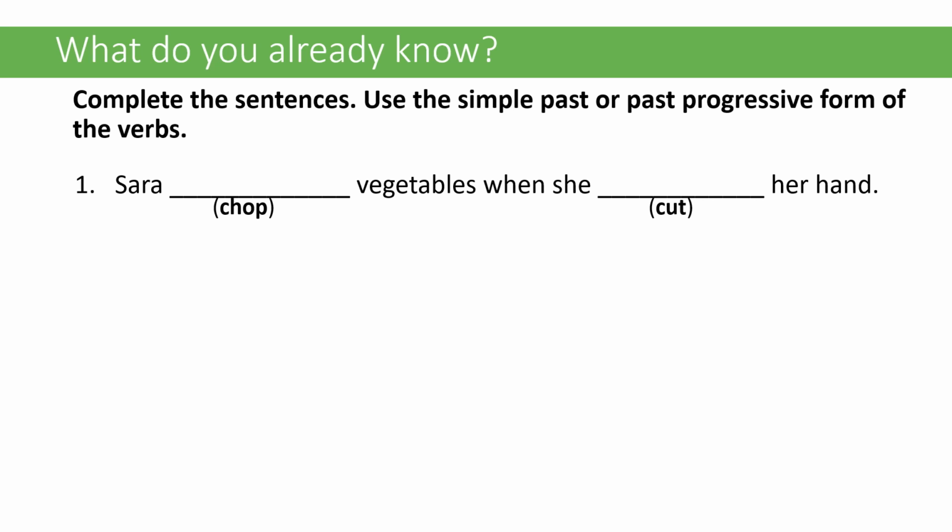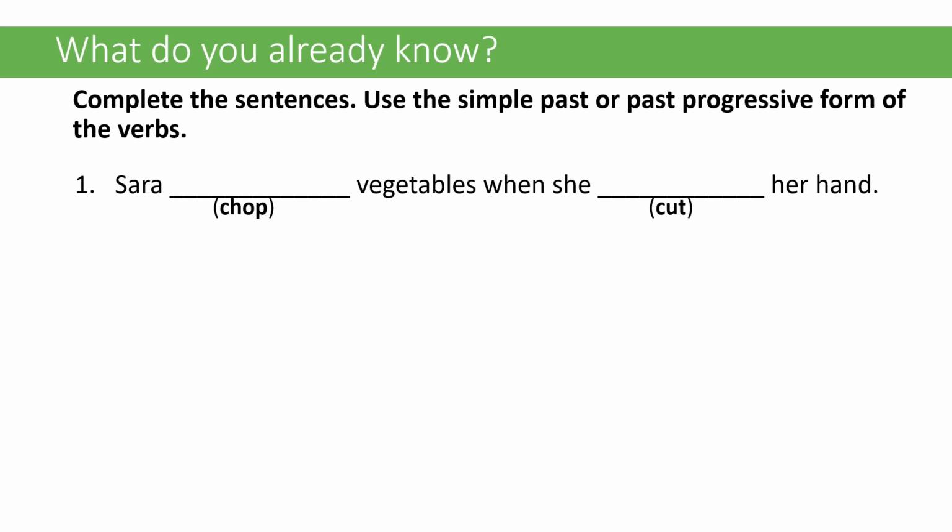So first off, let's see what you already know. Let's complete the sentences and use either the simple past or the past progressive form of the verbs. Remember, for the majority of words, the simple past is going to be adding -ed or some form like that. And the past progressive is going to be using the past tense, was or were, of the verb to be, plus the -ing form of the verb.